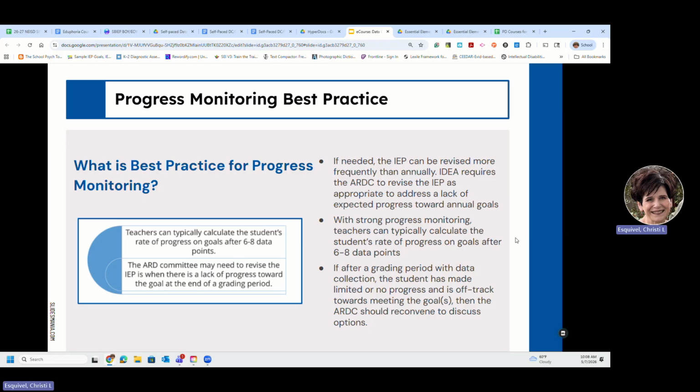With strong progress monitoring, teachers can typically calculate the student's rate of progress on goals after 6 to 8 data points. Adjustment to the IEP may be needed if the student is not on track toward goal mastery. Another way to consider when the ARD committee may need to revise the IEP is when there's a lack of progress towards the goal at the end of the grading period. For example, if after the grading period with data collection, the student has made limited or no progress and is off track towards meeting the goal, the ARD committee should reconvene to discuss options.